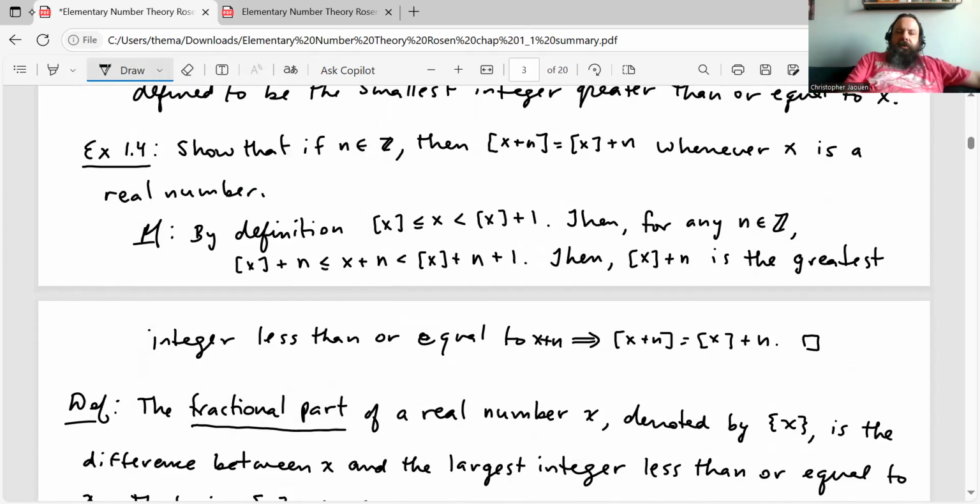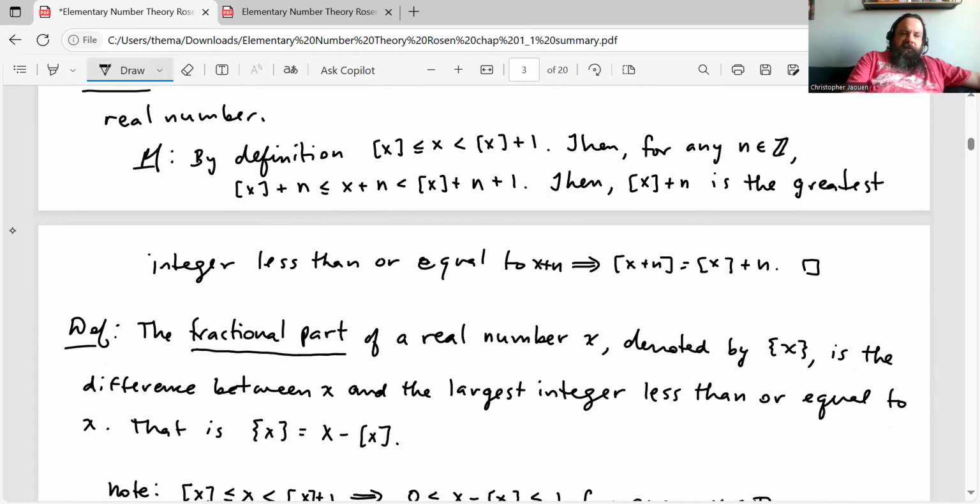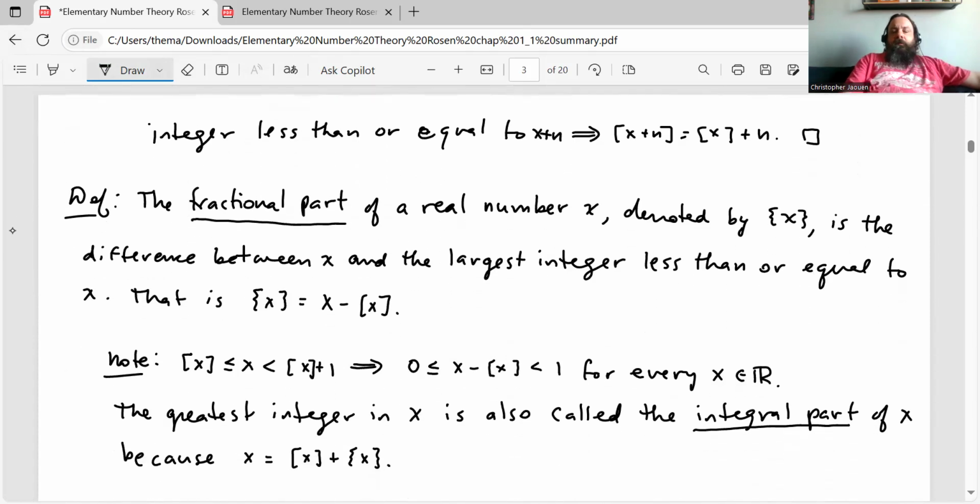All right, which implies the statement. Okay, another definition. The fractional part of a real number x, denoted by set brackets around x. This doesn't denote a set here. By the context, it should be clear. It's not a singleton set. It's the fractional part of the real number x.